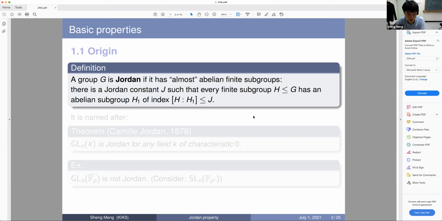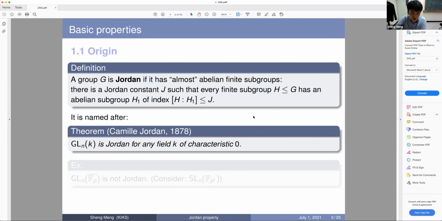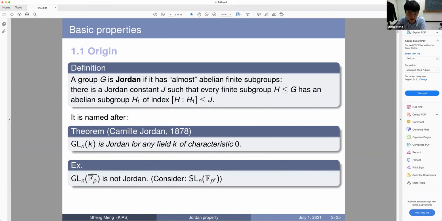It is probably named after Camille Jordan, who in 1878 proved that the general linear group has the Jordan property. But we need to work over a field K of characteristic 0. A simple exercise is that if you work over characteristic p greater than 0, then the general linear group is not Jordan, because you can consider finite subgroups of SL_n(F_p^r). You can easily check that the Jordan constant will go to infinity.